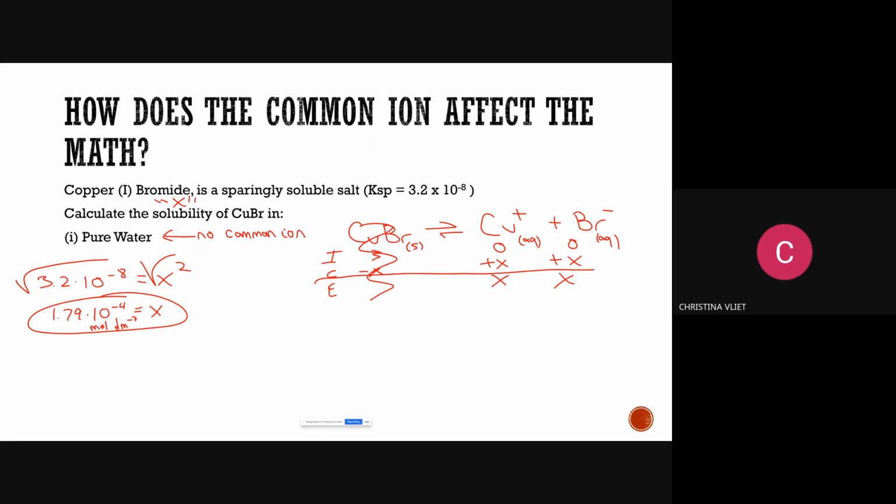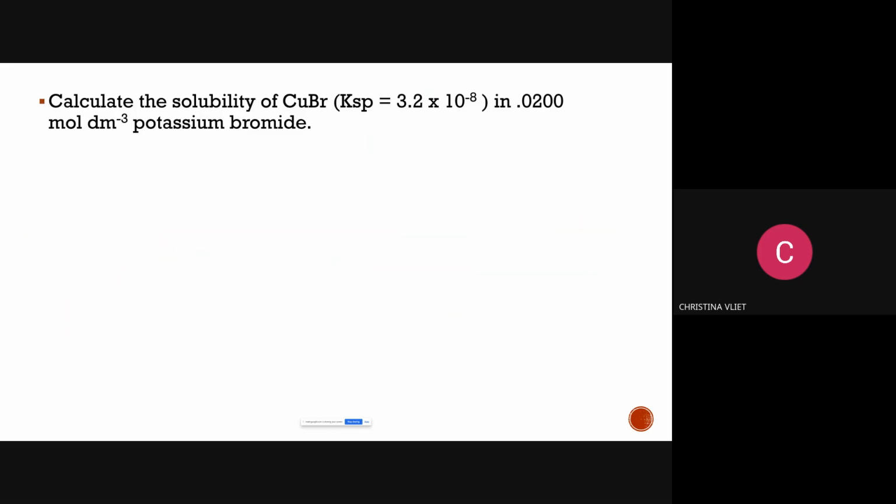I believe the next slide is where we have something new. And so you're going to want to pay careful attention, because the question is, how does the common ion affect the math to prove the point that I just went over and showed you? Let's do the math. Ready? Okay, so let's calculate the solubility of CuBr in a solution of potassium bromide. So how would we go about this? What would change?